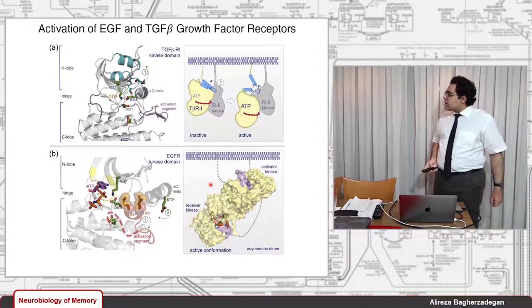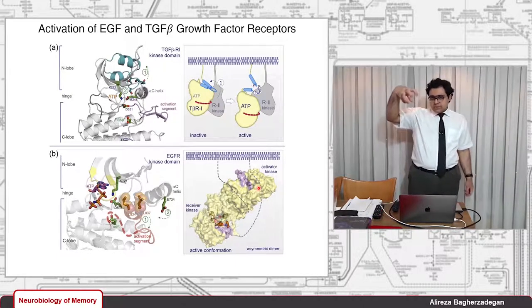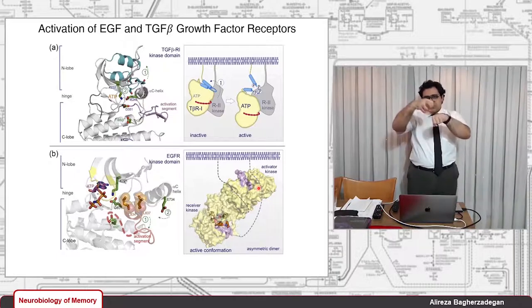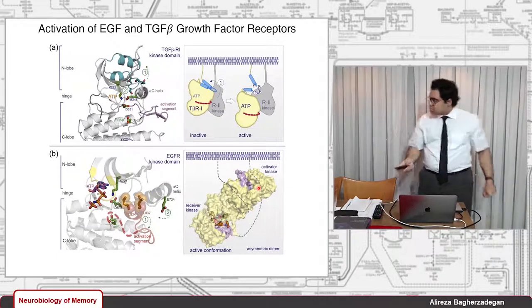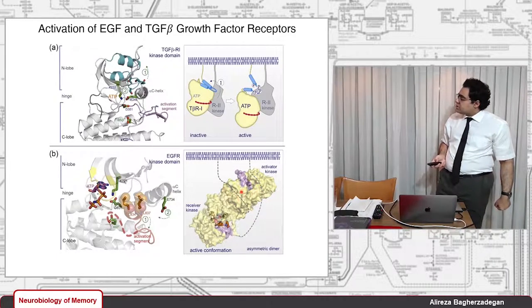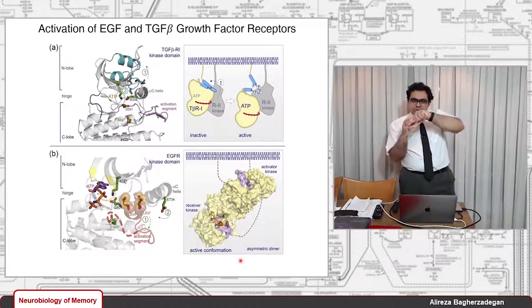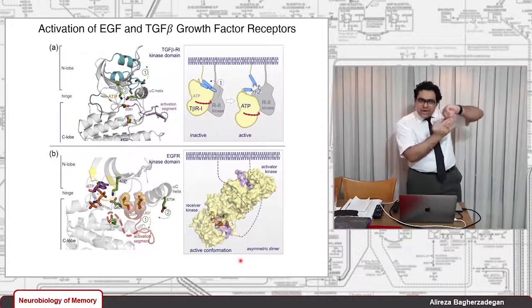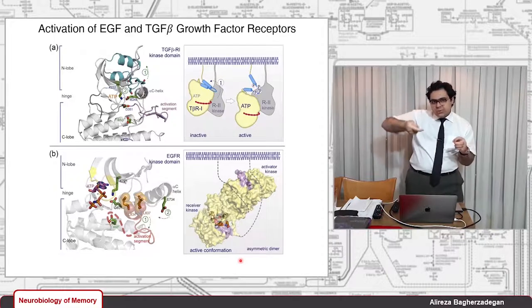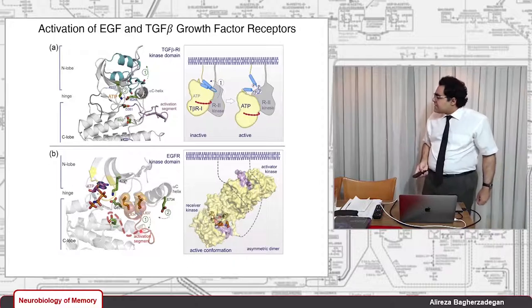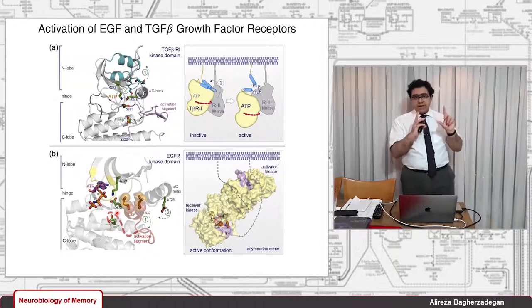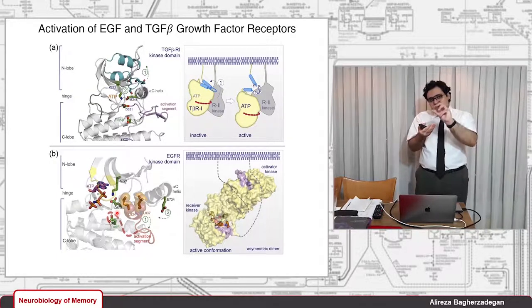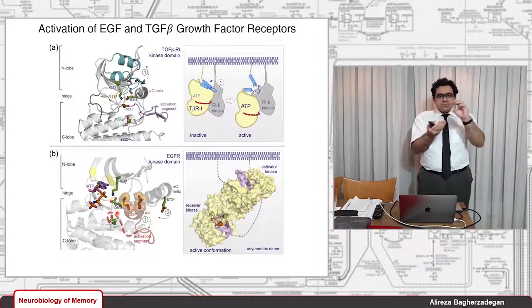What happens when epidermal growth factor binds to the type 2 receptor? The C lobe of the type 2 receptor is going to push the N-lobe of the type 1 receptor. This is the C lobe of the type 2 receptor. It pushes the N-lobe of the type 1 receptor. As a result, it pushes those two leucine amino acid residues away. The alpha C helix can swing inward. And now, a glutamic acid residue, which is necessary to coordinate the ATP, is facing the ATP and magnesium ion, so the N-lobe can now coordinate the ATP correctly.